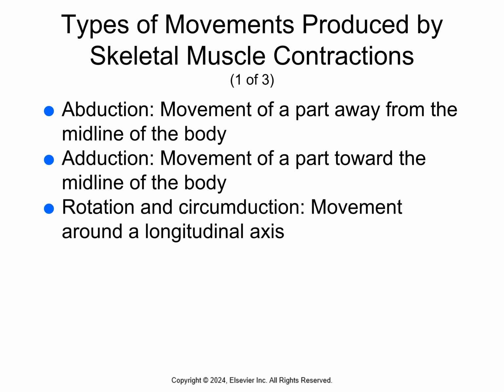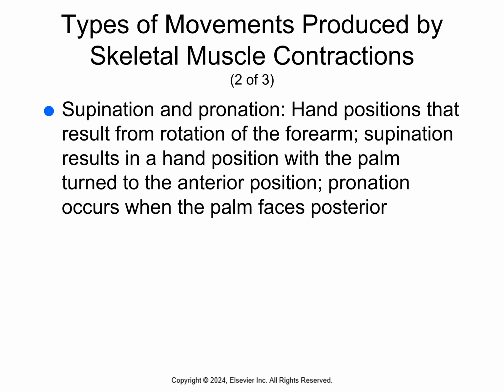So the types of movements that skeletal muscle contractions produce, we talked about this last week in the skeletal system. Now, skeletal muscle does the same thing. Abduction. Remember, being abducted, you're taken away from the midline of the body. When you add, you bring it back. You rotate and you circumduct, so movement around the longitudinal axis. So go ahead and turn to page 234 and see figure 9-10. That will explain those and give you a picture of that.